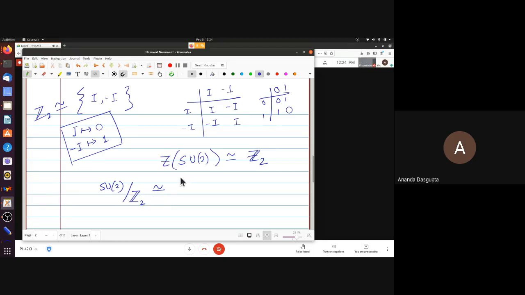The question that I have for you is, can you identify this group? You should know what the answer to this is, that this is isomorphic to some well-known group. SO3. This is SO3. And how do you show that?